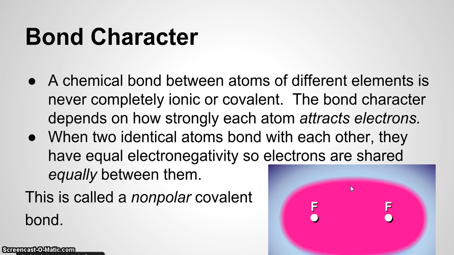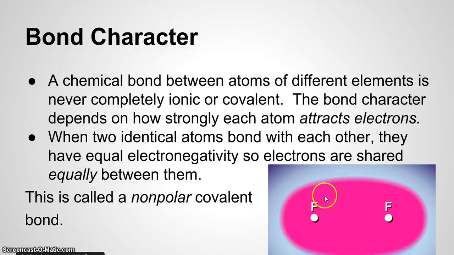All right, so when we're looking at atoms bonded together, a chemical bond is really never completely ionic or covalent. Remember, ionic bonds, we say electrons are gained and lost. Covalent bonds, electrons are shared. So the bond character depends on how strongly each atom attracts electrons, meaning it depends on the electronegativity of the atoms. So if we have two identical atoms bonded with each other, like here we have fluorine bonded to fluorine, they have equal electronegativity, which means their electrons are shared equally between them. We call that a nonpolar covalent bond.